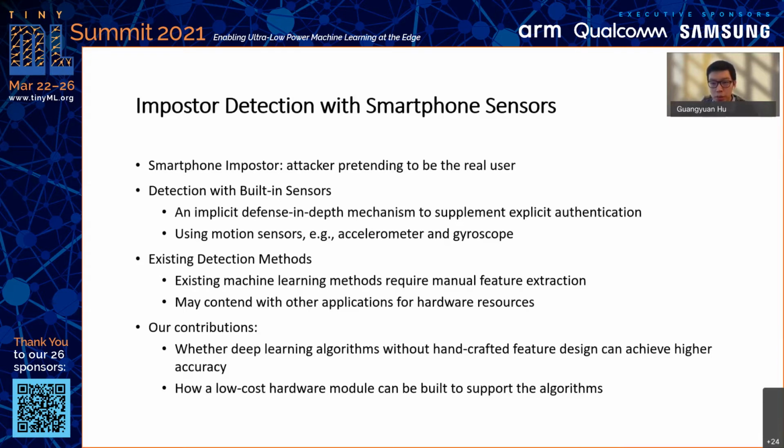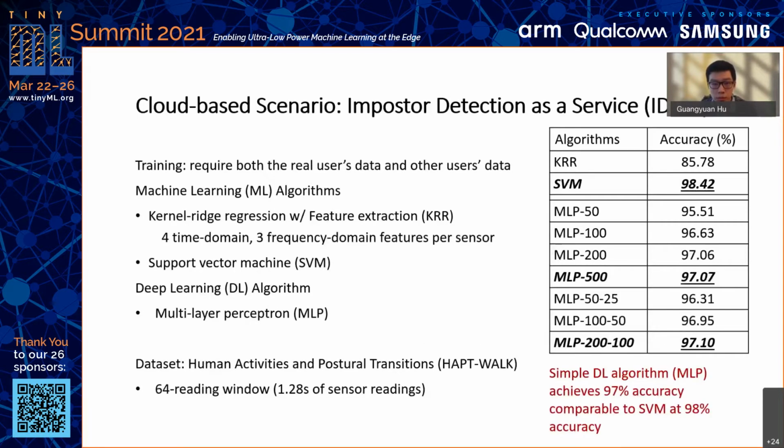In this paper, we explore whether deep learning algorithms without handcrafted feature extraction can achieve good accuracy, and how a low-cost hardware module can be designed for imposter detection algorithms. We consider two scenarios for imposter detection. The first case is a cloud-based scenario, which is also called imposter detection as a service. In this scenario, the data from both the real user and other users can be used for training.